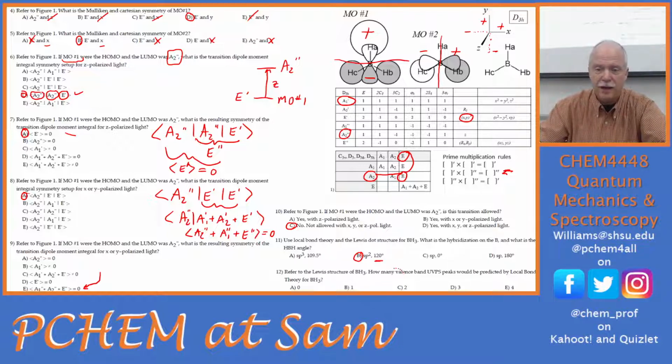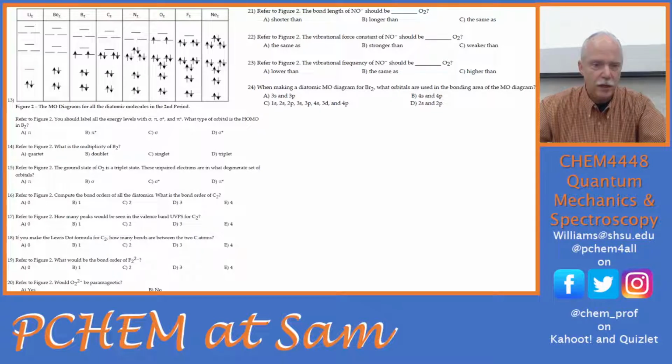And then how many valence band UV PES peaks would be predicted by local bond theory? If we hit this molecule with UV light, there's one type of electron. It's the HB bond. And so it's just going to be 1 peak. Since there are no lone pairs or anything like that, there's no other kinds of electrons in the valence band. There's a core electron in boron, so there'll be some 1s electrons in the core, but we're talking about valence band only. And then we completely change gears to figure 2.